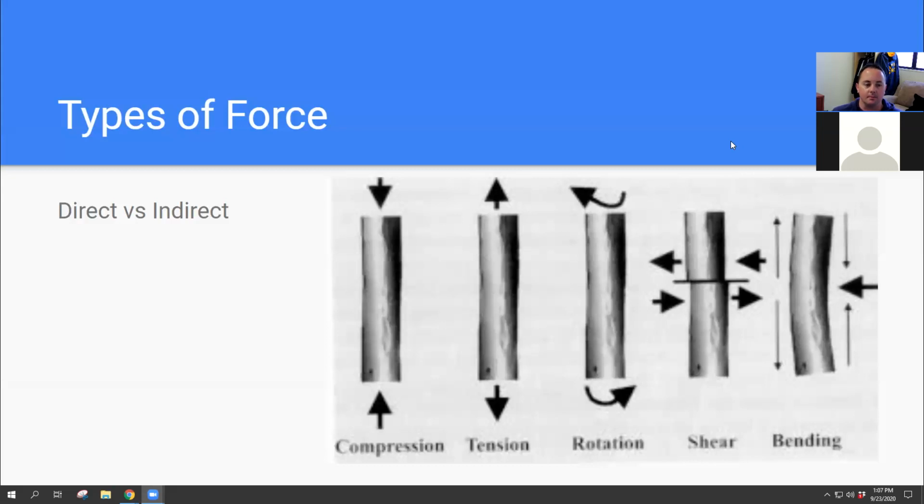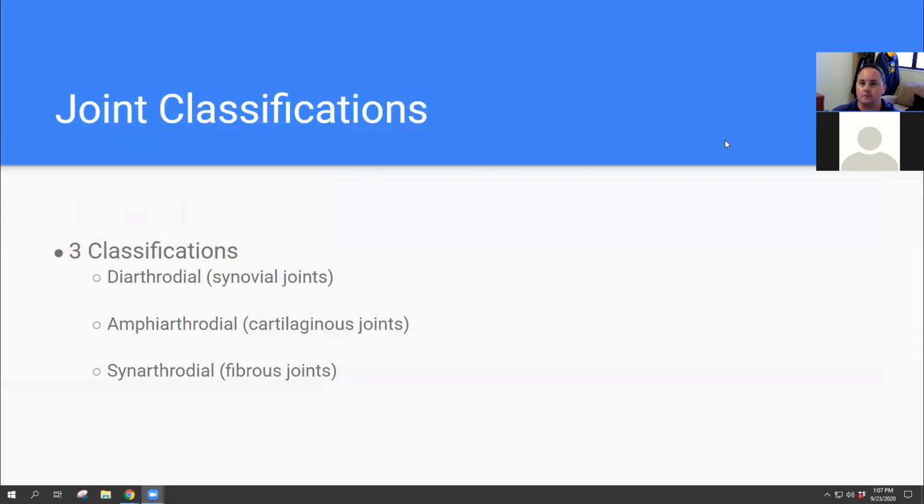Oftentimes, forces applied to the body will create injuries to joints. So today, we are going to talk about the 3 major classifications of joints. I would not write this down yet, because we're going to talk about each one of them individually. The first type of joint is a diarthrodial joint or a synovial joint. We're going to get into specifics about each one of these here in a second. The second is an amphiarthrodial or a cartilaginous joint. And the last one is a synarthrodial or a fibrous joint.